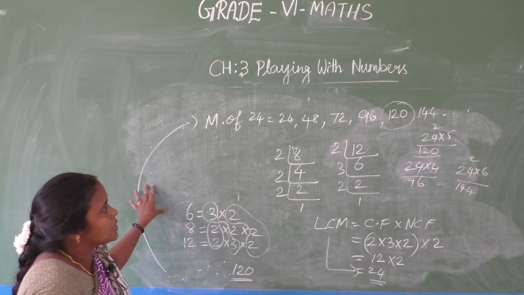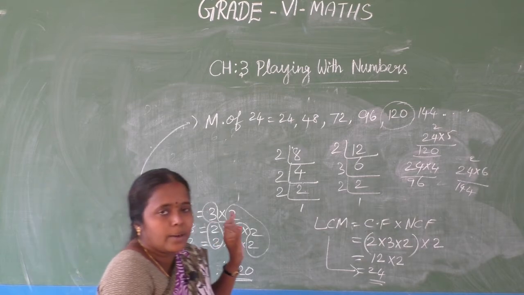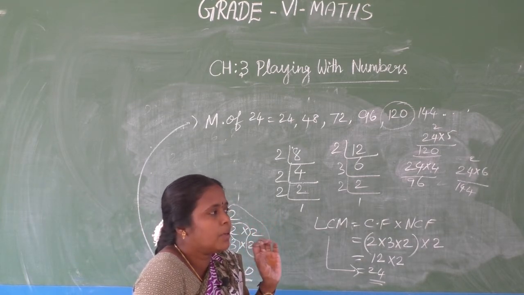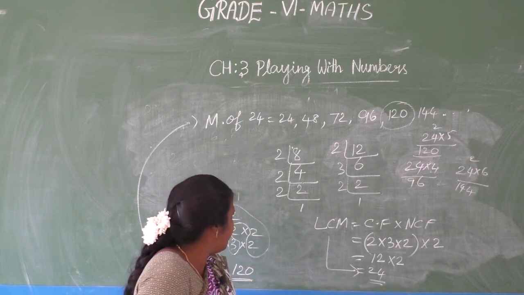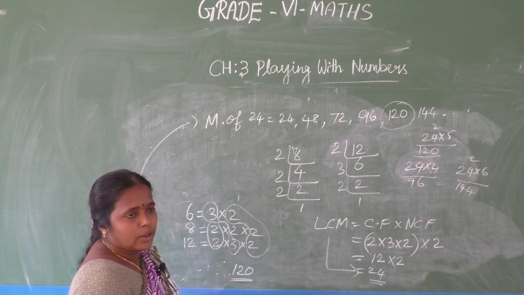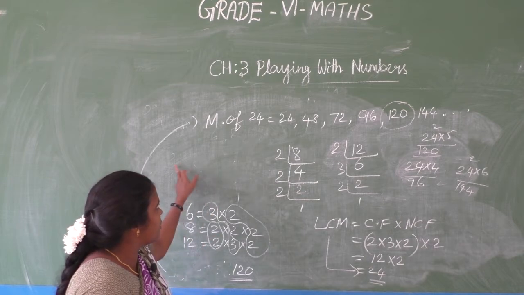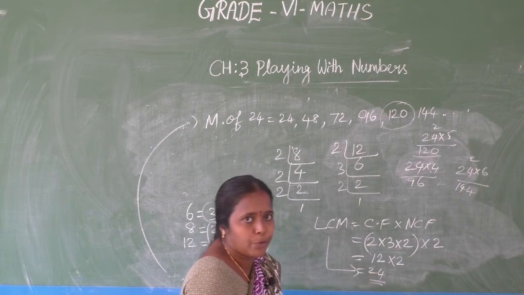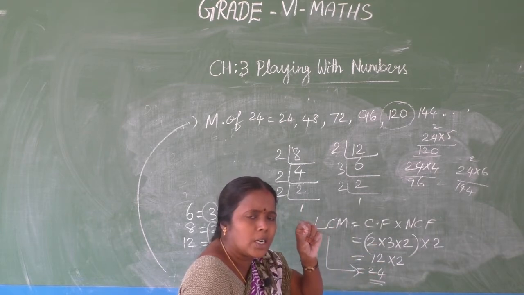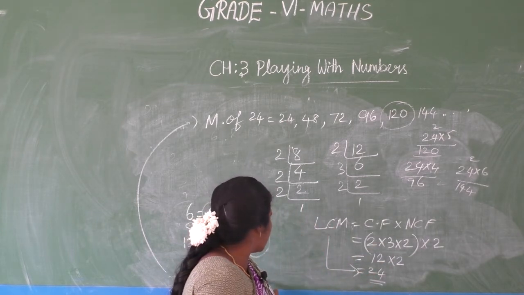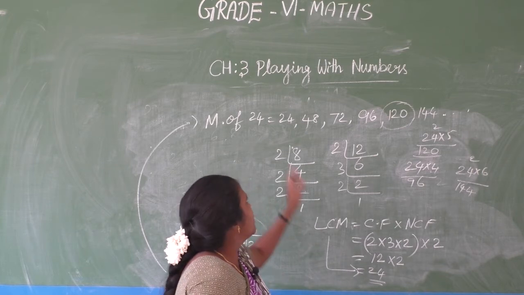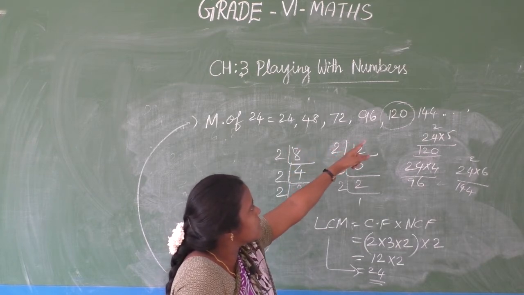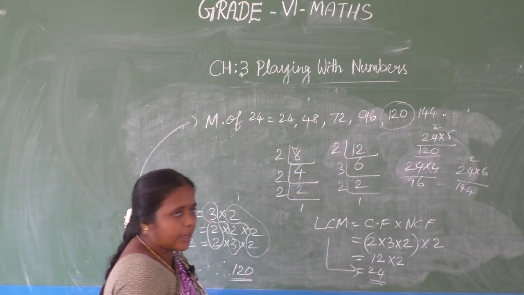See children, what is given? They asked to determine the smallest 3-digit number which is exactly divisible by 6, 8, 12. So for that what do we have to do? First of all, find the LCM of 6, 8, 12. At that time the answer is 24. But 24 is only a 2-digit number, and they asked for the 3-digit number. What to do? Write the multiples of the LCM number 24. In that, the first 3-digit number is our required number.